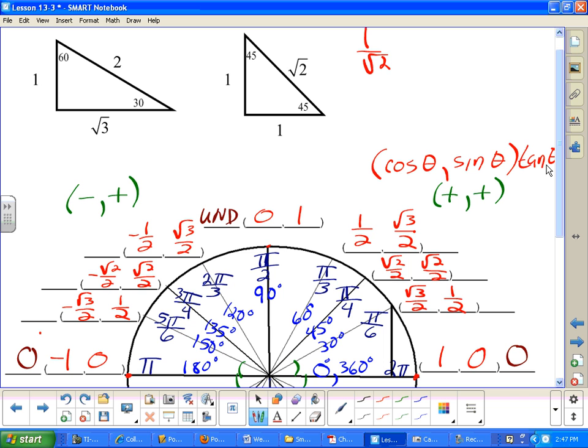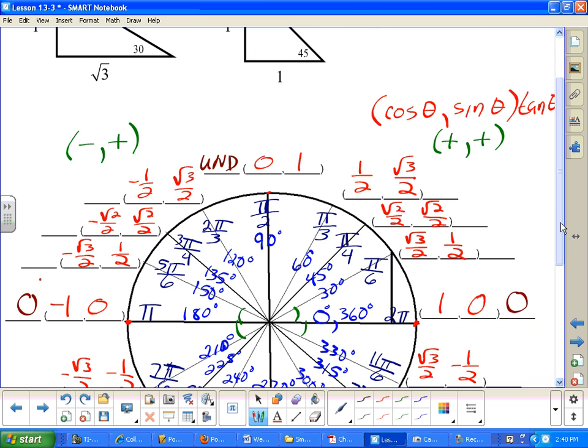What's the tangent of 30 degrees? Square root of 3 over 3, Cody says. You guys agree? Okay, so it's 1 over the square root of 3, tangent 30, 1 over the square root of 3, but we don't leave it that way. So it is square root of 3 over 3.